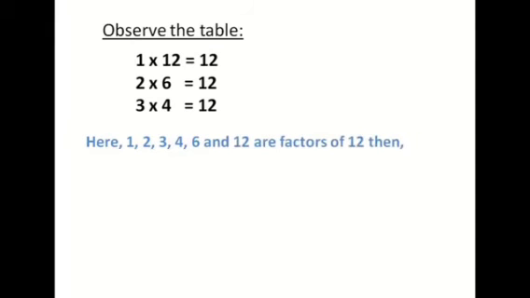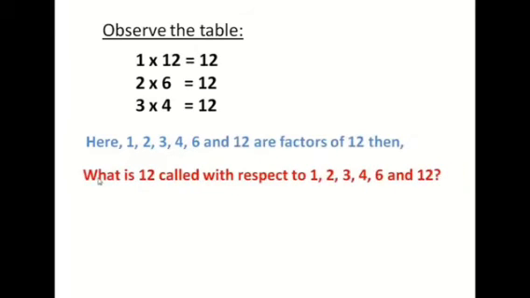Now I want to ask you one question. Look at the question here. What is 12 called with respect to 1, 2, 3, 4, 6 and 12? I'll make it clear to you. Here you can see you are multiplying two numbers and you are getting the product as 12. So whatever pairs you are multiplying, all those are factors of 12.